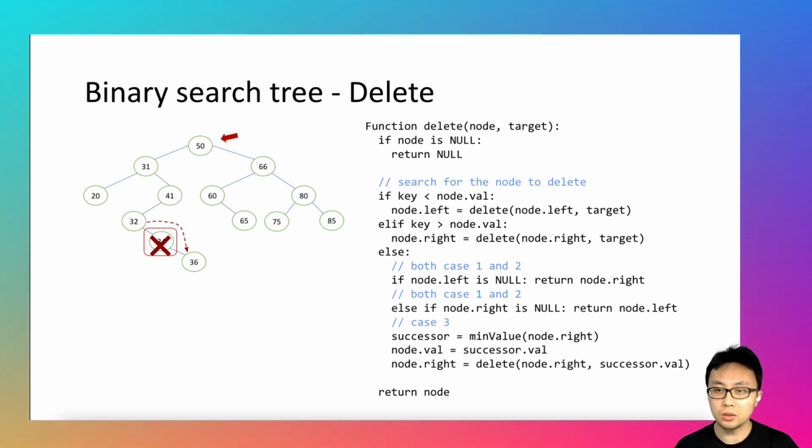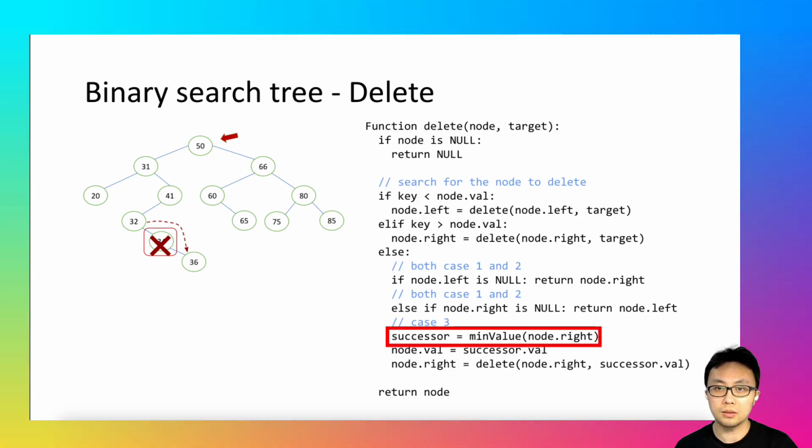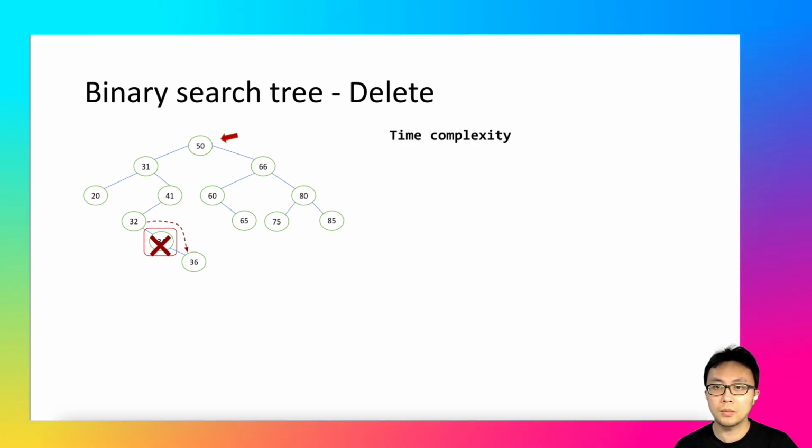The minValue method looks like this. In the delete function, minValue was called on the right subtree of the target node, in case you didn't notice. Like this. Now you know everything about the delete method. Let's talk about its time complexity.